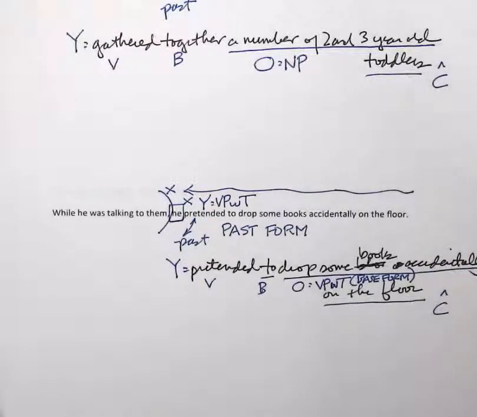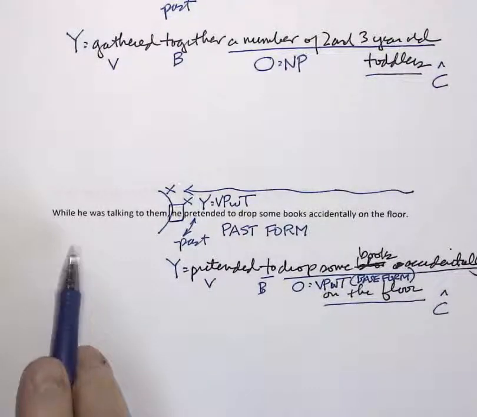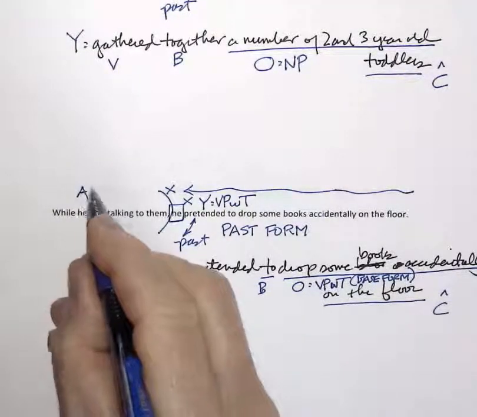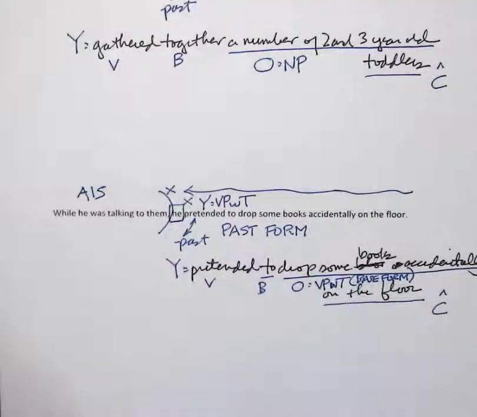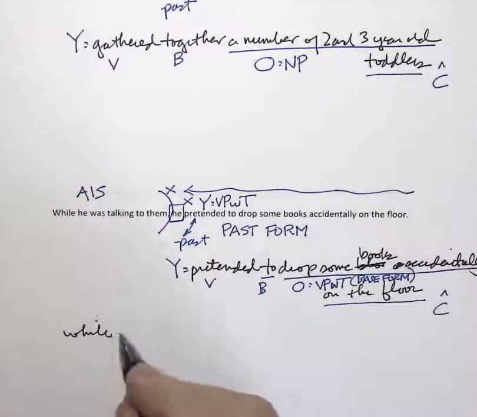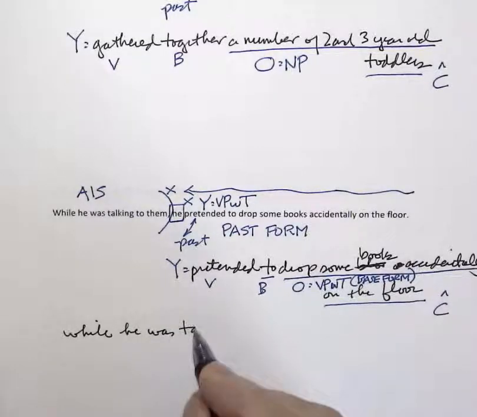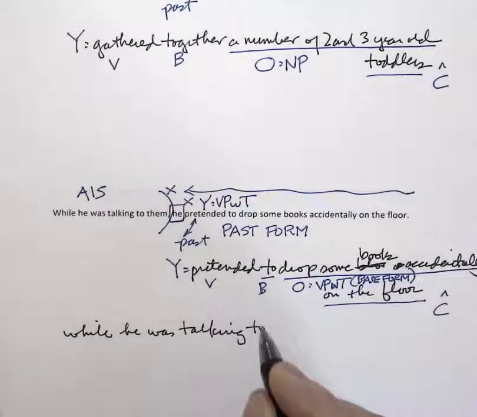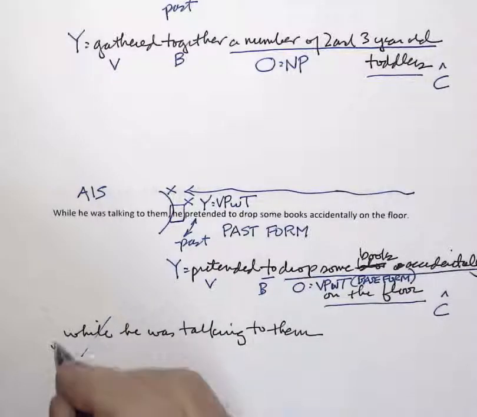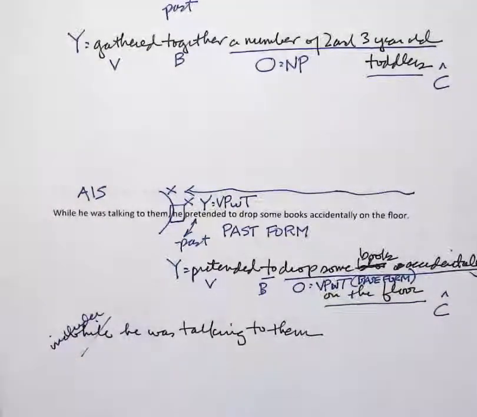Now, we have to take a look at the shifter, while he was talking to them. And that is an adverbial included sentence. So let's rewrite it. While he was talking to them, while is the includer. And once I cross out the includer, I'm really left with a sentence again. There's no shifters. Was is the X word.